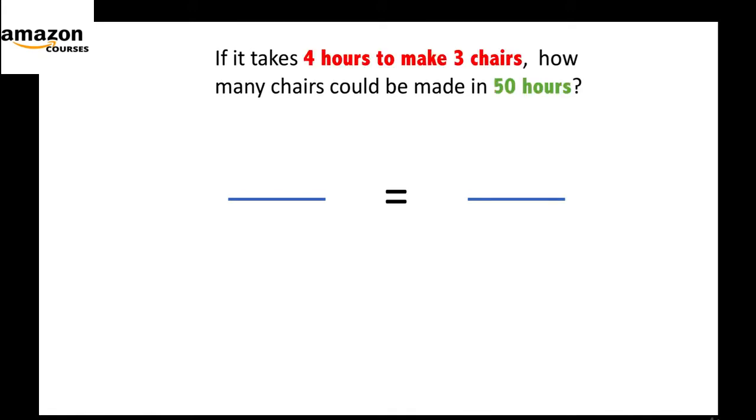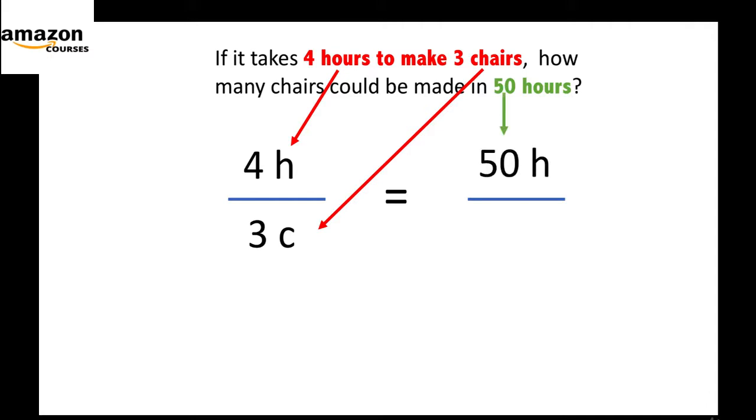So what you do is you look at the information and they always match up something like you see here, 4 hours to make 3 chairs. Well, that could be your first fraction right there. So on the left, if I put 4 hours on top, then the 3 chairs are going to go on the bottom. There's only one other bit of information, and that's the 50 hours. We learned in the previous lesson where to put that 50 hours or that 50H. Right on top. It has to be on the same side of the fraction. And our missing part we'll put as X.